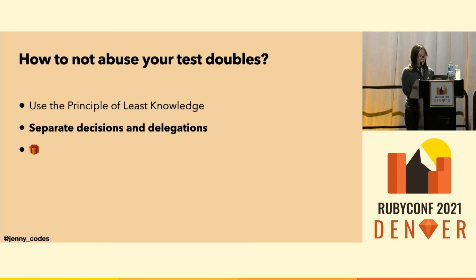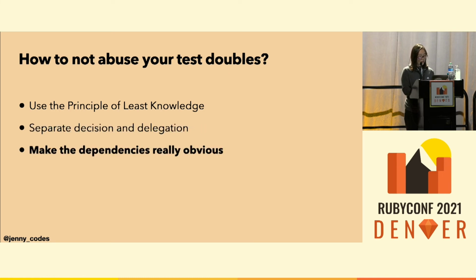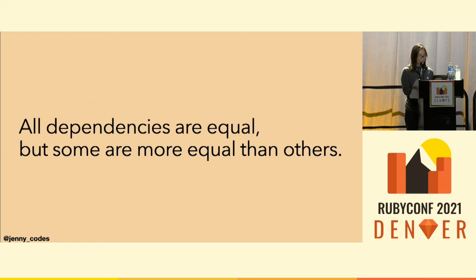Now we have one final point to cover. Make the dependencies really obvious. Up to this point, we haven't really talked about dependencies. Specifically, how do we think about them? We know that they are important because they are the reasons why the test doubles exist. But if we step closer, we can see that there are actually two types of dependencies. Those that don't have side effects, and those that do.